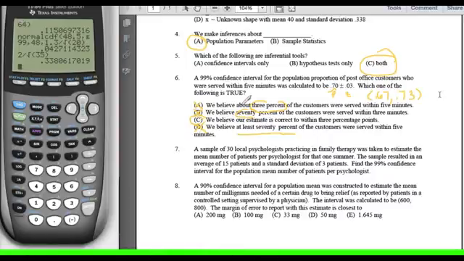Number 7 goes back to what we saw in Chapter 9 with means. So the sample of 30 local psychologists practicing in family therapy was taken to estimate the mean number of patients per psychologist for that one summer. The sample resulted in an average of 15 patients and a standard deviation of 3 patients. Find the 99% confidence interval for the population mean number of patients per psychologist. So I want a 99% confidence interval for means.